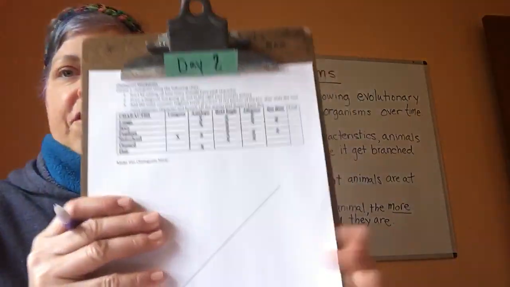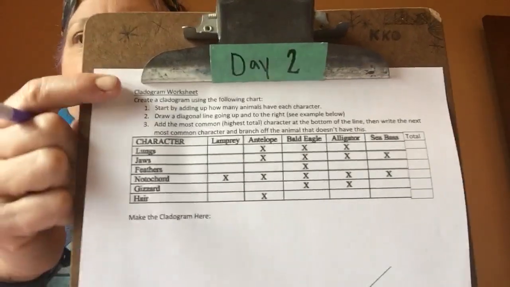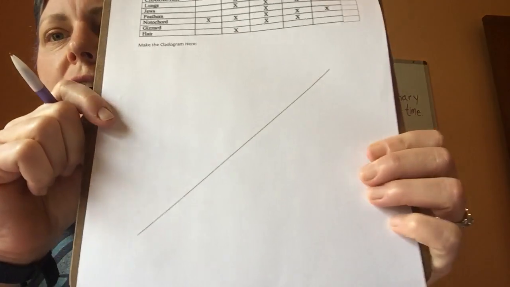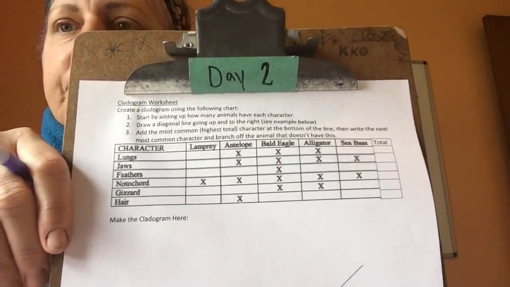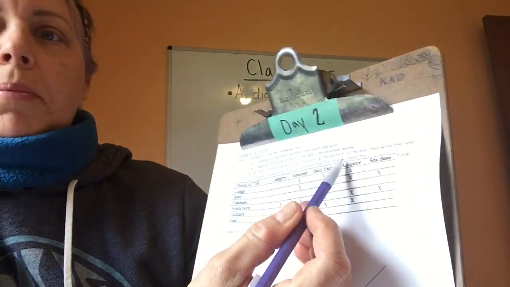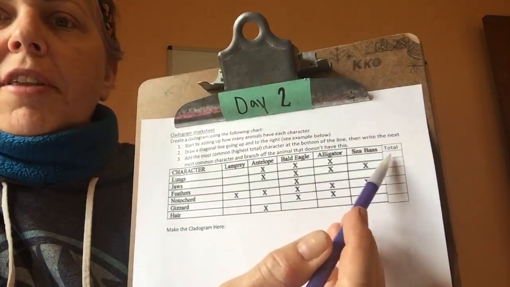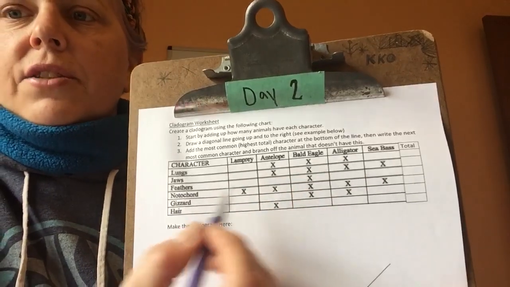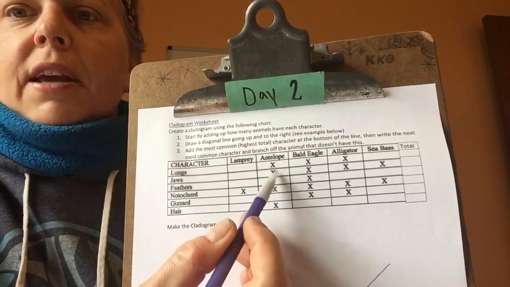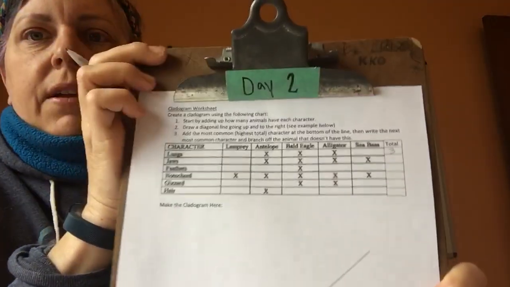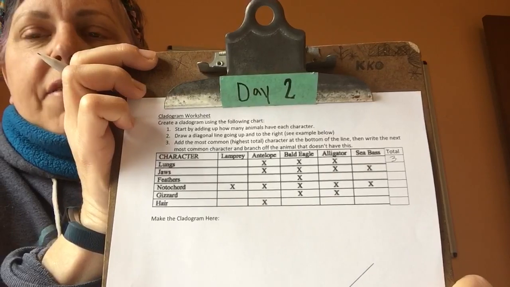Let me start off by showing you, there are directions up here at the top of this assignment. I want you to draw a cladogram here. You're going to start by adding up how many animals have that characteristic. The animals are on the top, right? So you're just looking at how many X's there are. Starting with lungs, we have 3, right? The antelope, the bald eagle, and the alligator. So I'm going to write 3 here, and then just go through and do that for all of them.